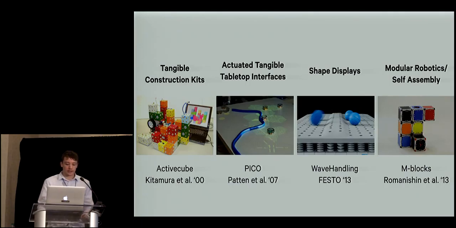There are tangible construction kits, such as Active Cubes, which are a very common form factor in tangible user interfaces, especially as CAD tools, though their actuation and the ability to automatically rearrange themselves has been less researched. Actuated tangible tabletop interfaces like Pico or Madgets provide the possibility to automatically move tokens to synchronize with the system's computational state. And shape displays, such as Festo's Wave Handling system, explored the ability to move objects through shape change. Our work also touches on the field of modular robotics and self-assembly, where researchers try to form complex robots out of simpler modules, such as M-Blocks.